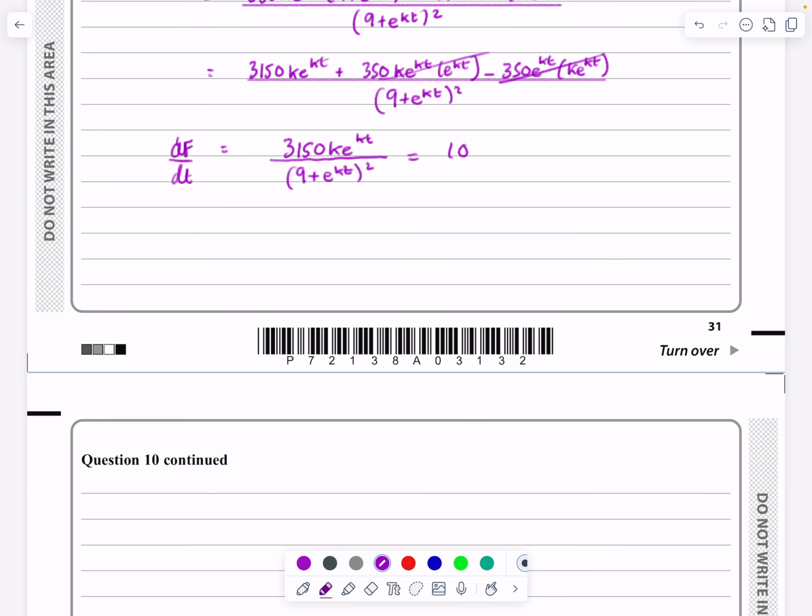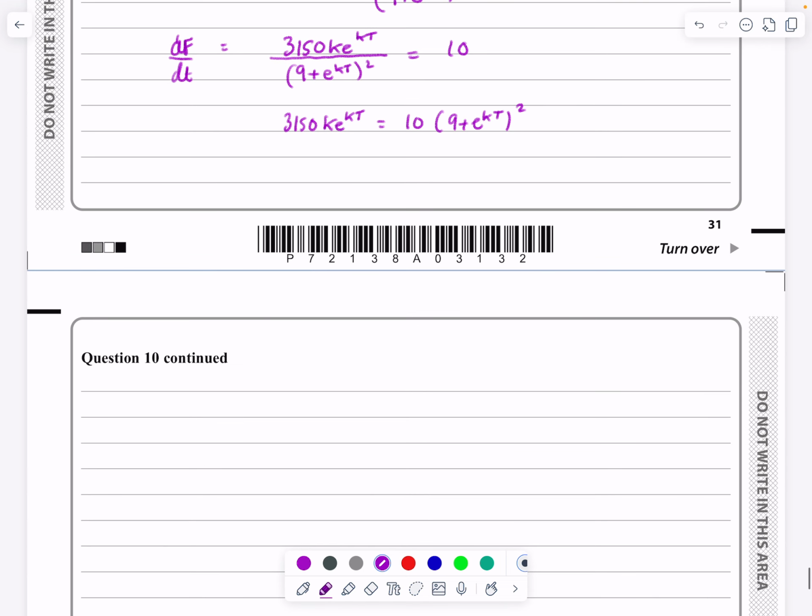Okay, so I'm going to get that 3150 k e to the kt is equal to 10 lots of 9 plus e to the kt all squared. At this stage, if I'm going to see it's equal to 10, this is the point now where I can actually say this is at t equals t. Okay, so really, again, let's not be lazy. I should do that up at the top part there as well. So that's t here is equal to that.